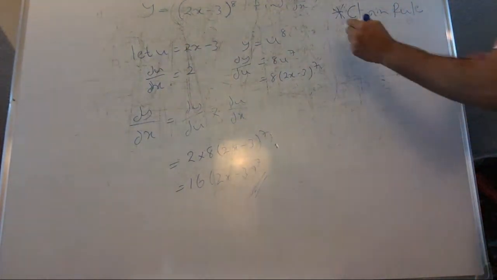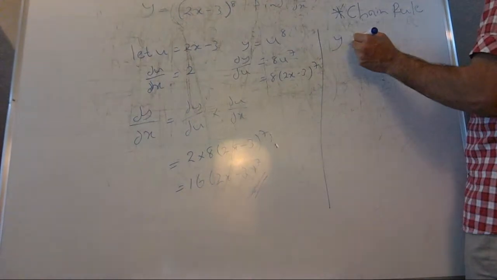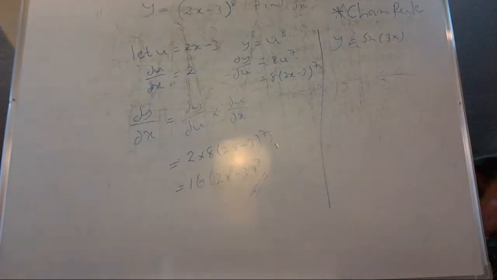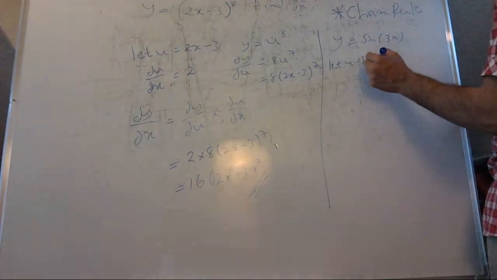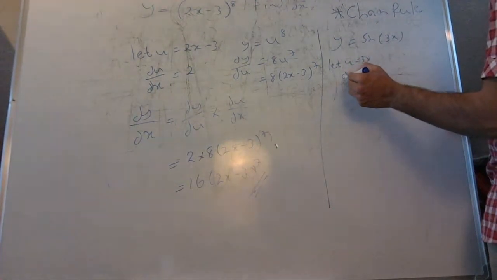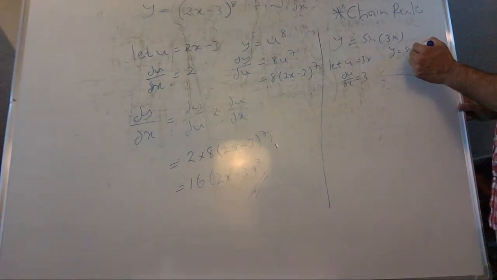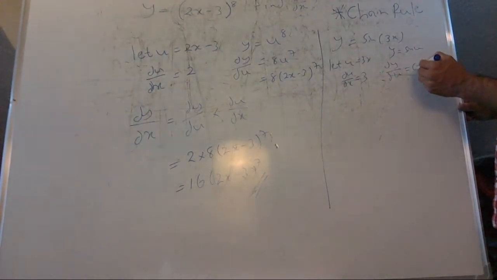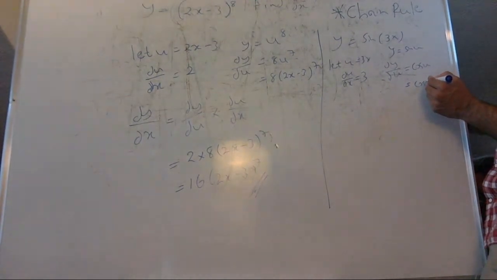And it's not only algebraic terms we can use this for. For example, if we have y equals sine 3x, you can use the same thing here. So let u equal the inside function, which is 3x. The chain rule is basically a function inside a function. So du dx equals 3. So y equals sine u now, because 3x is equal to u. So dy du equals cos u, because when you differentiate sine you get cos. So now that's the same as cos 3x.